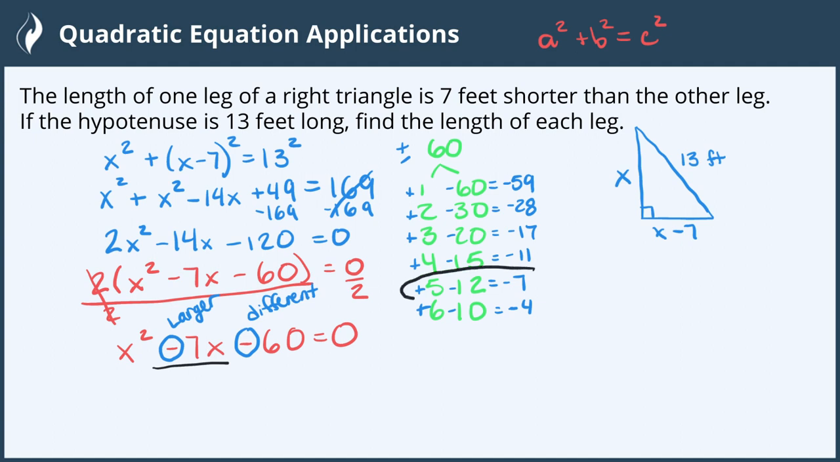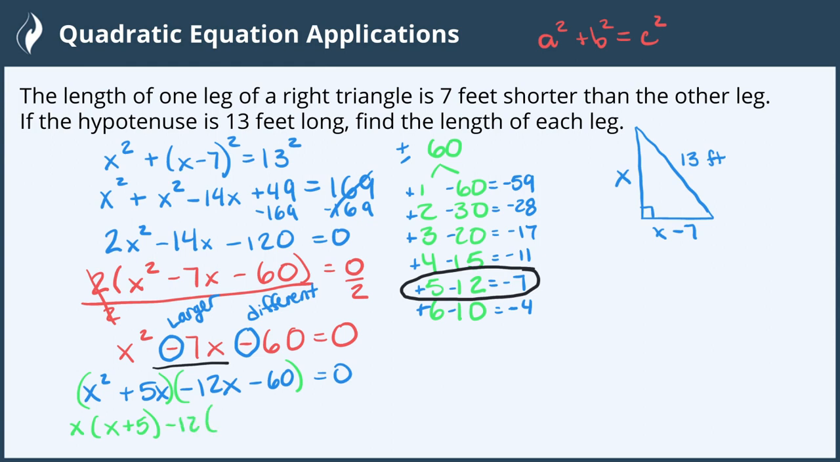And since positive 5 and negative 12 make negative 7, we can replace our negative 7x with positive 5x minus 12x. That gives us x squared plus 5x minus 12x minus 60 equals 0. This is 4 terms now where we can factor by grouping. So we'll group the first two and second two. The greatest common factor of the first two is x, leaving us with x plus 5. The greatest common factor of the second two is negative 12, leaving us with x plus 5.